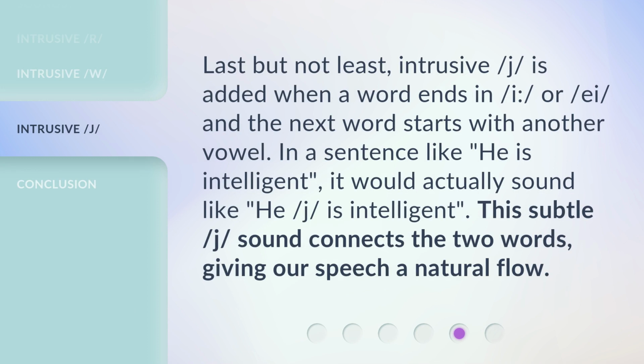Last but not least, intrusive J is added when a word ends in "ee," "eye," or "ay," and the next word starts with another vowel. In a sentence like "he is intelligent," it would actually sound like "he-j is intelligent." This subtle J sound connects the two words, giving our speech a natural flow.